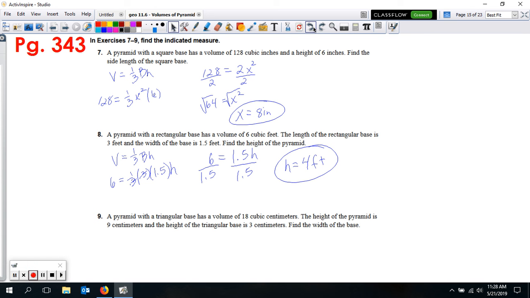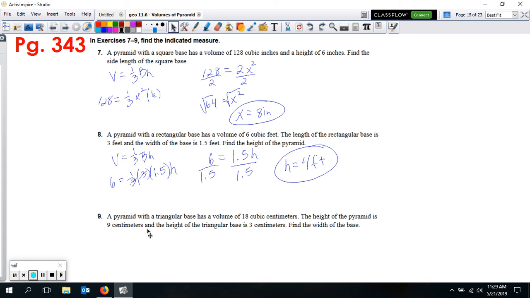And then for number 9, again, we have another pyramid. It says pyramid with a triangular base has a volume of 18 cubic centimeters. So again, we know the volume on this one. We're going to plug that in there. The height of the pyramid is 9 centimeters. So we know the height. We're going to plug in 9 over here.